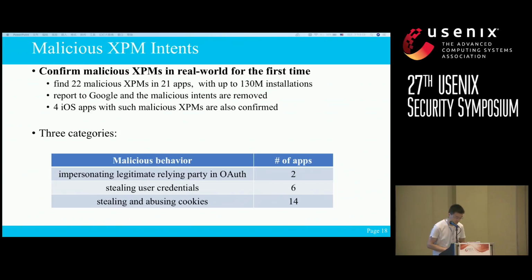And most importantly, we are able to confirm malicious XPMs in the real world for the first time. We found 22 malicious XPMs in 21 apps with up to 130 million installations on Google Play. We reported this to Google, and the malicious intents are all removed. And by inspecting the iOS counterparts of the 21 apps, we confirm 4 of them have malicious XPMs on iOS users. We then classify the malicious intents into 3 categories. Category 1 has 2 apps that impersonate a legitimate relying party in OAuth, there are 6 apps in category 2 that steal user credentials, and 14 apps steal and abuse cookies. We will show one case for each category.